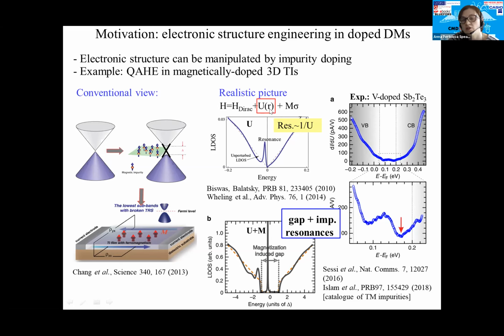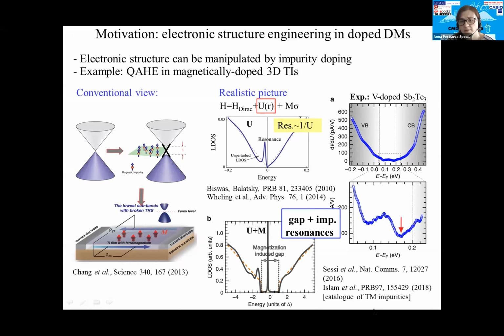And if both magnetic moment and potential scattering are taken into account, we will see that these impurity resonances interfere with the magnetic gap. So in fact, they can appear inside the magnetic gap, and this provides an explanation why in many experiments there's actually no clear gap. There is a suppression of the spectral weight around the original Dirac point, but there are also these resonances that appear in the experimental spectroscopy images.